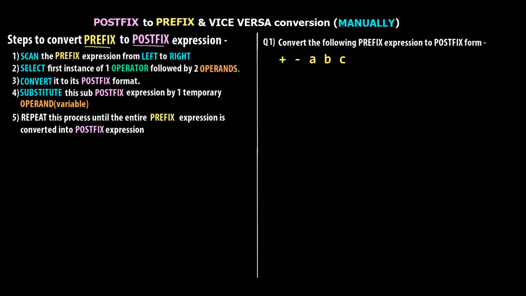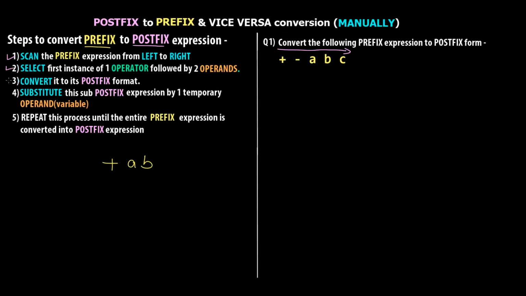We have to scan the prefix expression from left to right. So we'll go from left to right in this order. So that's rule number 1. Rule number 2 says select the first instance of one operator followed by 2 operands. Okay. So in postfix to prefix, the instance was 2 operands followed by one operator. But over here we have to look at one operator followed by 2 operands. So this is the format that we are looking for, because now we are scanning a prefix expression, and in prefix the operator comes before the operands, right? So that's the only difference.